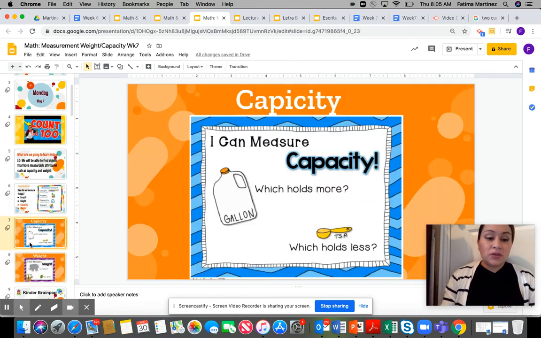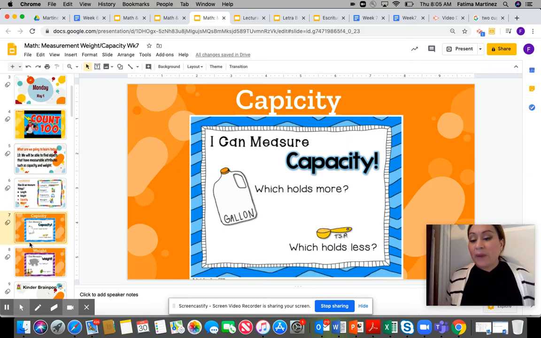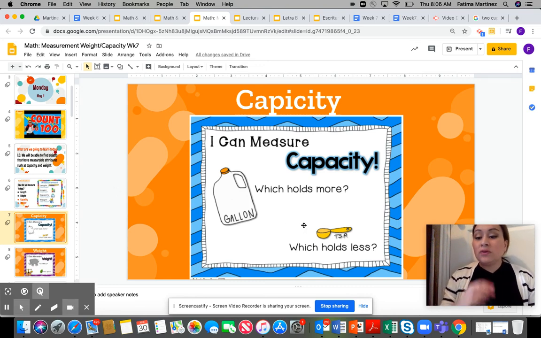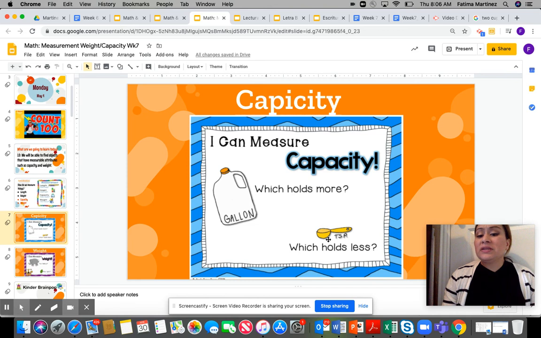So let's go into the anchor charts. Here, like I told you, I can measure capacity: which one holds more and which one holds less. If we're looking at these 2 examples, we know that the gallon of milk holds more than this little tablespoon. And we know this little tablespoon holds less than that big gallon of milk. The gallon of milk holds more. So when we think of capacity, I want you to think of those words: holds more, holds less. Those are the key words in capacity.